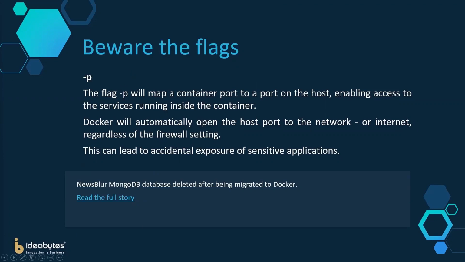So anyone in the same network will automatically have access to the same port. Or if it's a public IP address, anyone on the internet will have access to that port. For example, that's how you can run a web server in a container and make it publicly available over the internet. But Docker will bypass any firewall rule you have set there, and it will make the port available for anyone. And this is what happened with NewsBlur. NewsBlur is a website that had its MongoDB database deleted after it was moved to Docker.